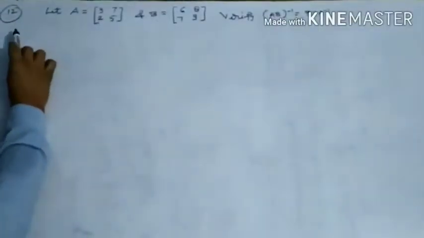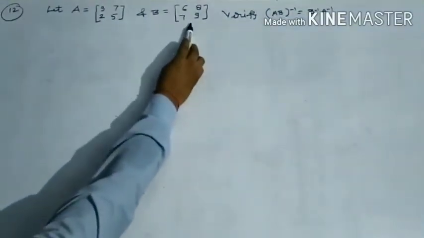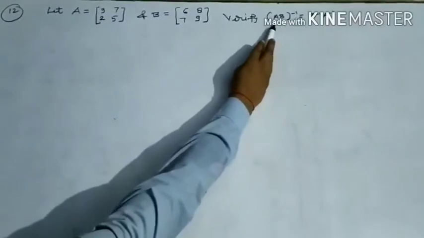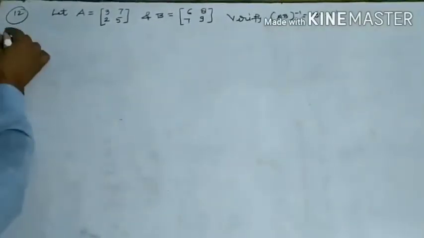Now here I have to say this is the problem number 12. Let A equal to this matrix, B equal to this matrix is given. Verify that (AB) whole inverse, this is equal to B inverse and A inverse. So solution have to see.